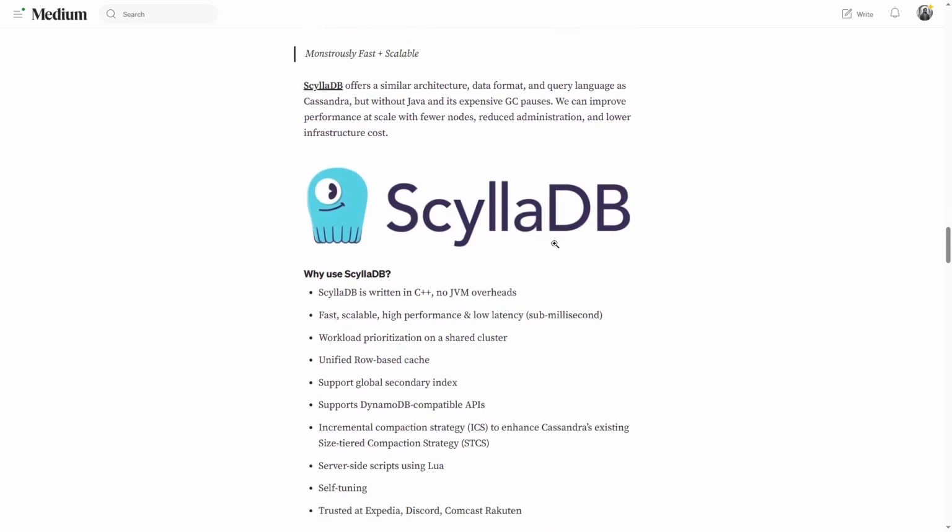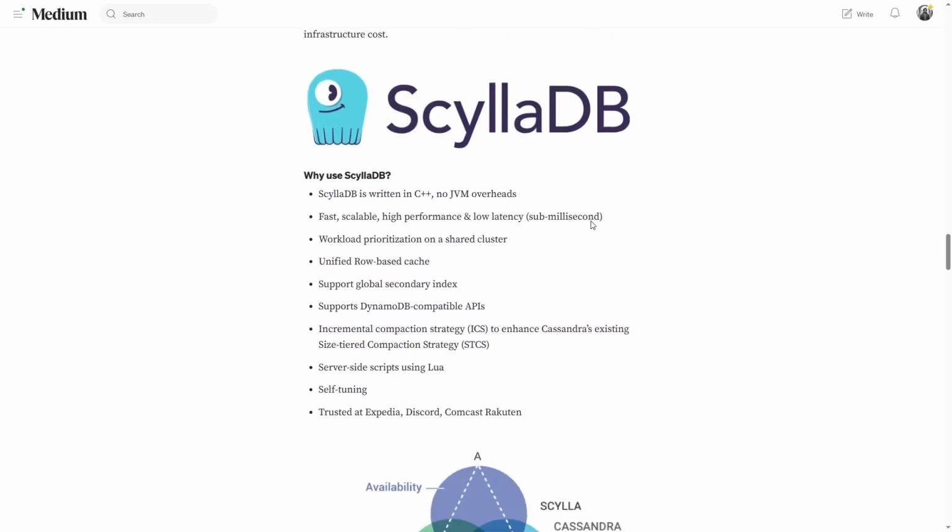Then we have ScyllaDB. It offers a similar architecture and format as Cassandra, which we will see next, maybe in the upcoming minutes. This also has many of the features of a largely scalable system. It is very fast, and it is very distributed in a sense. It can give us high performance and low latency numbers. It is used, for example, in Jio Hotstar or Disney, not sure of Disney, I think it is in Jio Hotstar, which was earlier Hotstar.